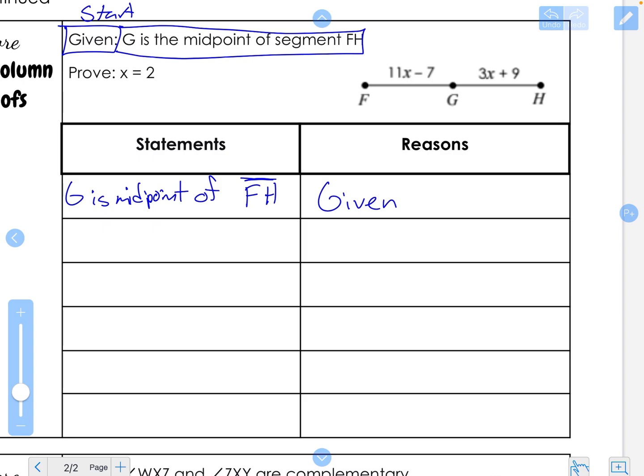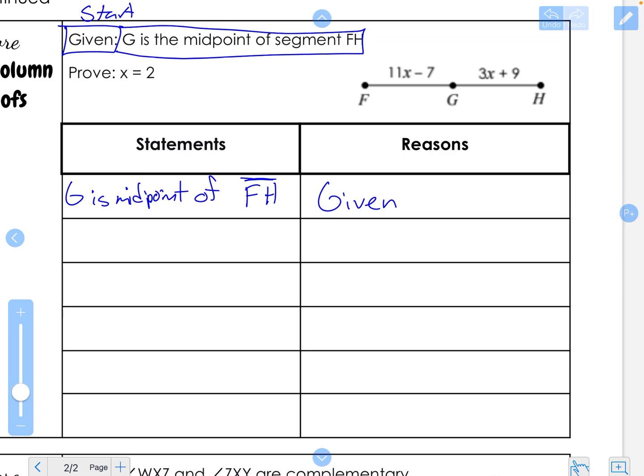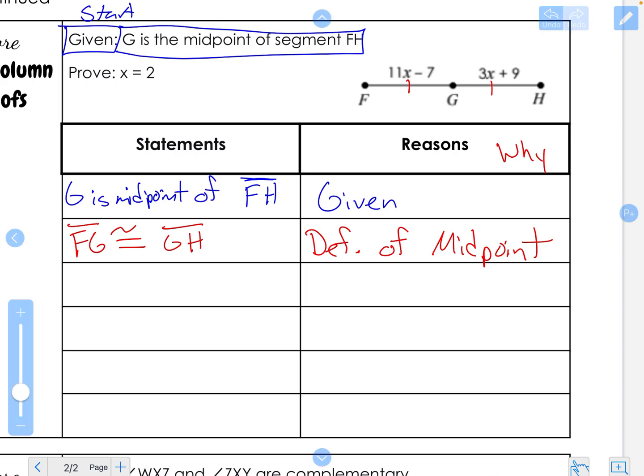So this is where we have to go to our definition of midpoint. What we know about a midpoint is that it divides our line in half. So we know that line segment FG is equal or congruent to line segment GH. And the reason we know this is because of our definition of midpoint. And again, that definition of midpoint is on the previous page. And so if it's on that previous page, then we can use it as a reason, which is our why.